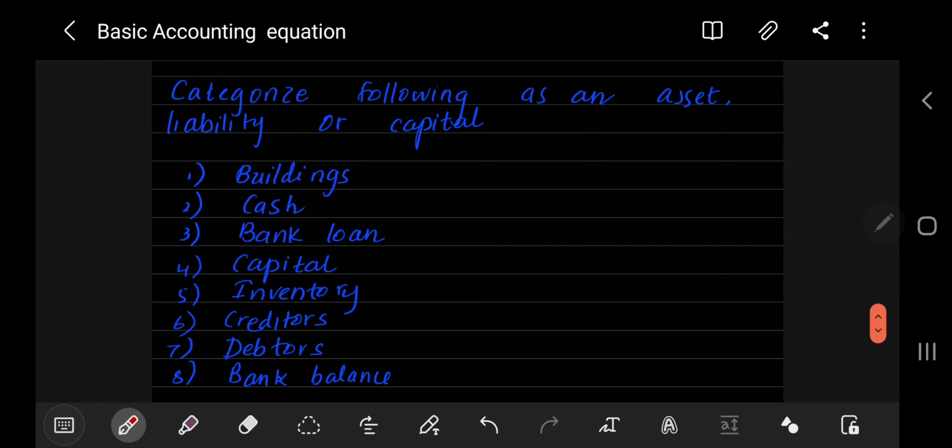Now this is the exercise that I'm giving you. Categorize the following as an asset, liability or capital. So pause the video, take a few minutes and try to identify whether it's a resource of the business, an own investment or a third party liability.